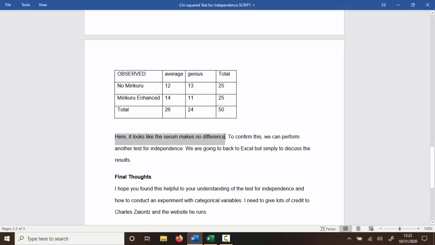Here, it looks like the serum makes no difference. We have nearly equal numbers in all of the categories. But to confirm this, we could perform another test for independence. And so we're going to go back to Excel, but simply discuss the results.